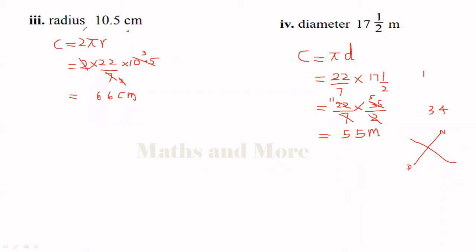If you are given the radius, use C equals 2πr. If you are given the diameter, use this formula, C equals πd. And remember how to cut using 3.5s. Can you remember? 7 can be simplified with 3.5. For 7, there are two 3.5s. For 10.5, there are three 3.5s. So if we cut using this method, then decimals are not there. So calculations are easy.